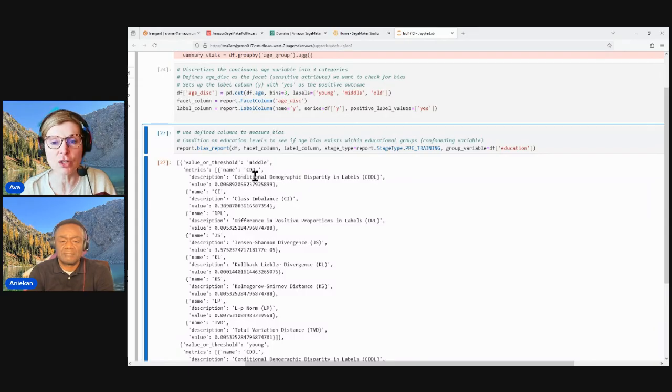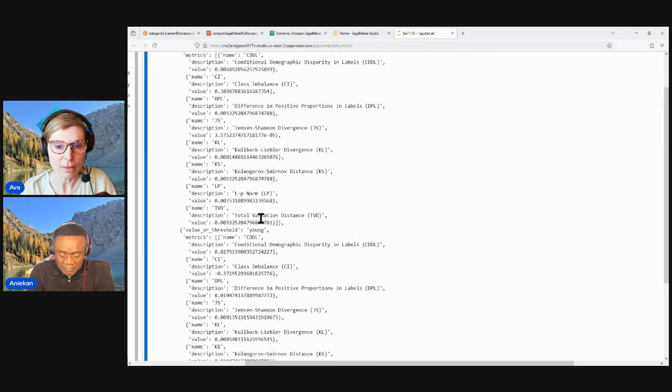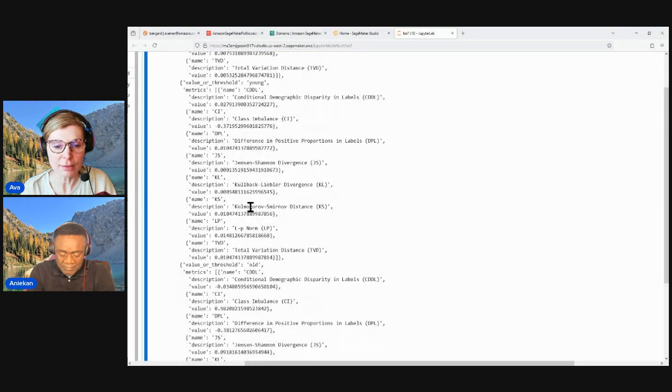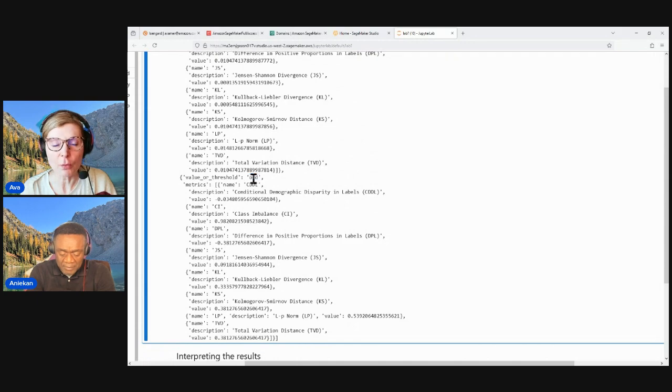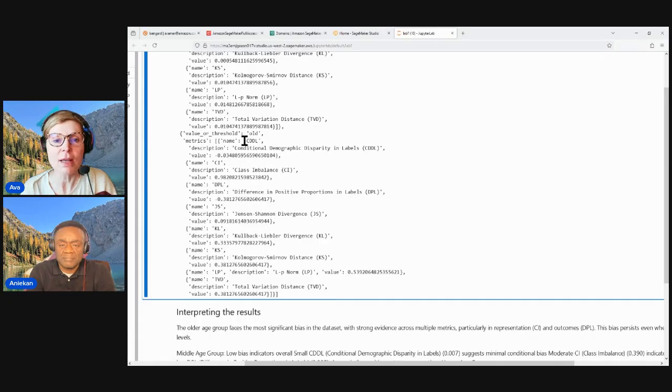The first one here is the conditional demographic disparity label, and the value is 0.0068. The next one is the class imbalance that you mentioned here, Aniakan, and those are for different thresholds. The data has been split into middle, young, and old. Without looking at every single line of data, I'd like to point out that with this CDDL value being negative 0.34, the bias metrics show that there is some kind of bias against the older age group.